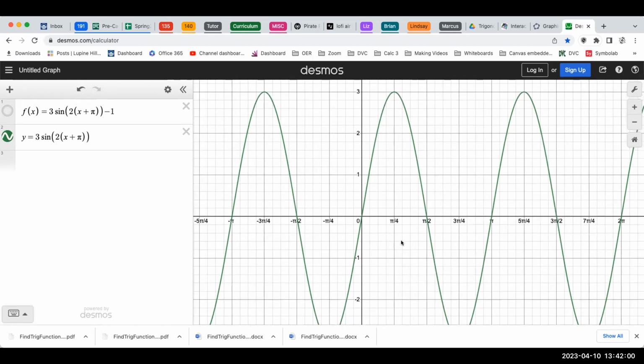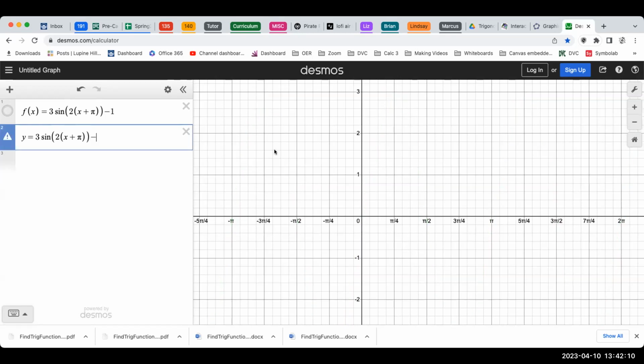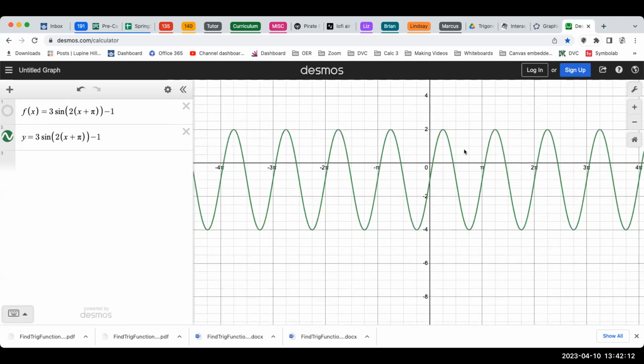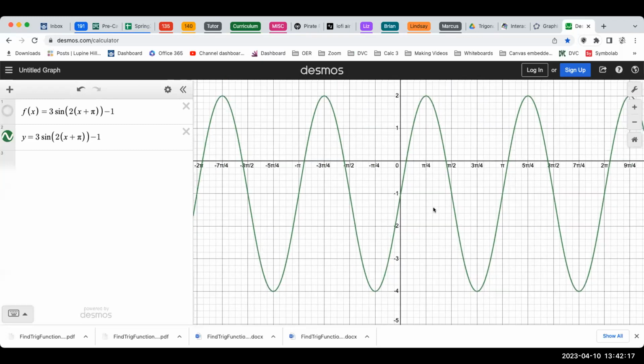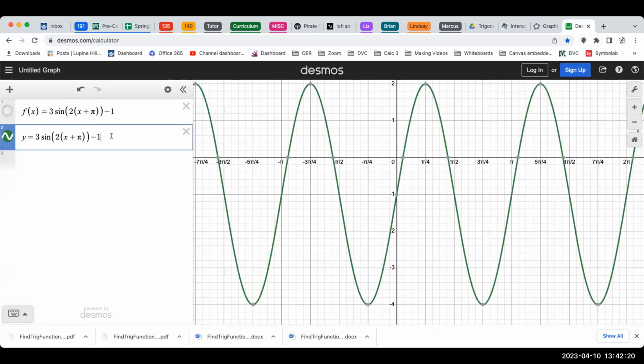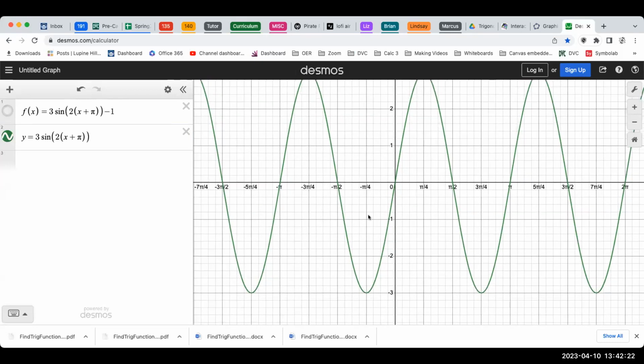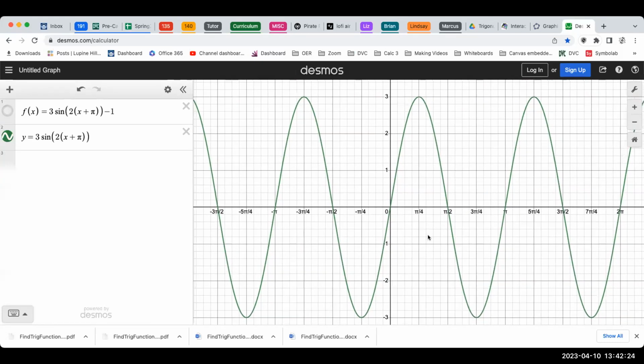Here's the sine function, the original one, and it just moved pi units to the left. And then we bring it down one, and it moved everything down one like this. The hard part is going to be knowing how to label the new axes so that now it goes in increments of pi over 4s. That's where doing it by hand gets hard, knowing what the new labeling is going to be.